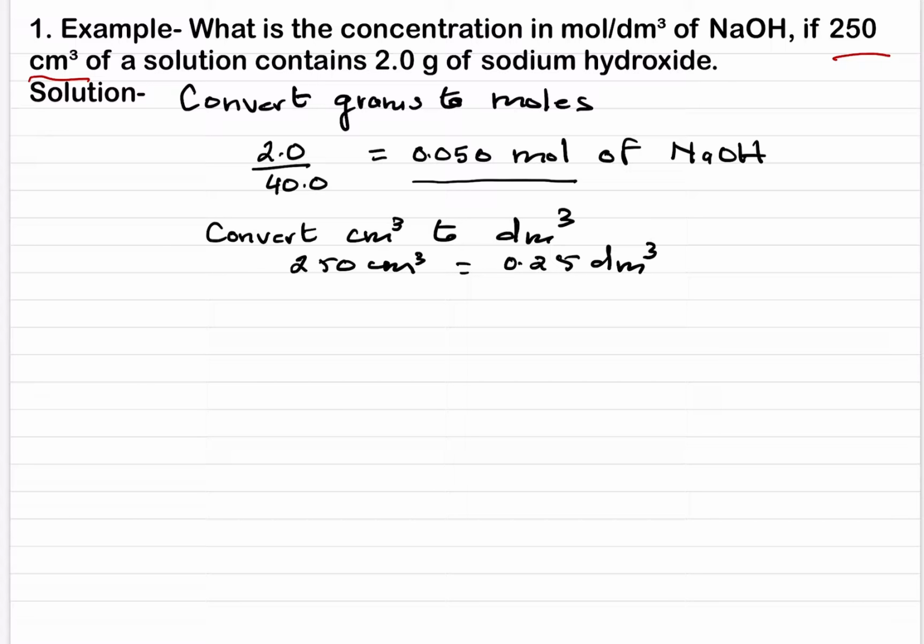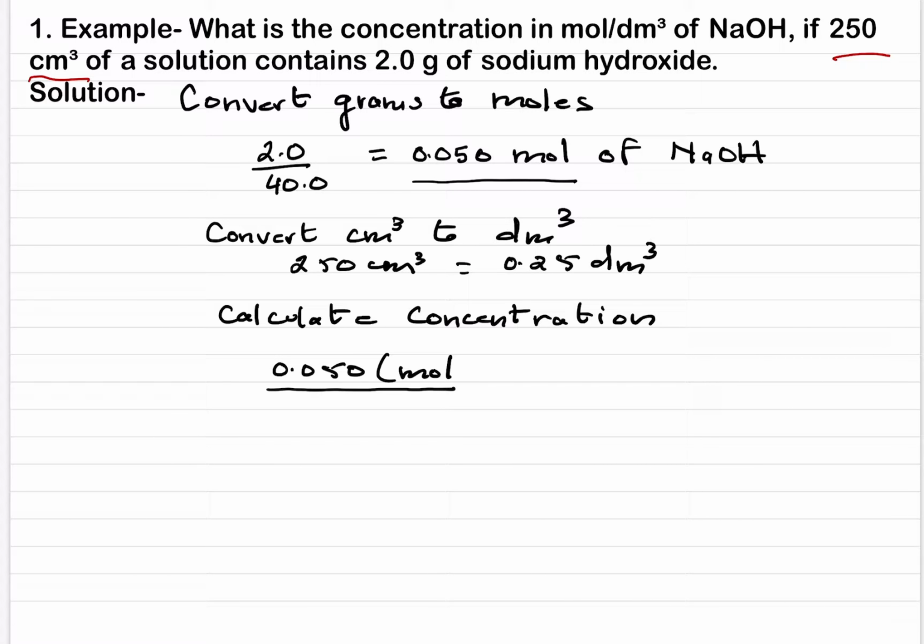Now step 3, calculate the concentration. So let's write it down. Calculate concentration. Concentration of NaOH. So let's do that. So how many moles were there? 0.050 moles were there. So you can write down in the bracket mole divided by, what's the volume over here? 0.25. That is in decimeter cube.